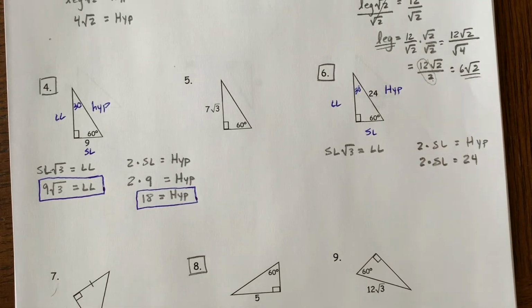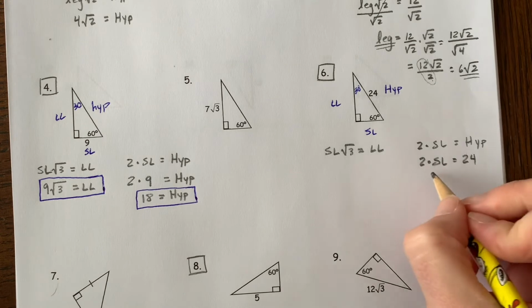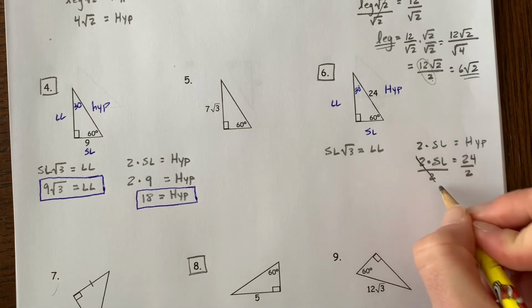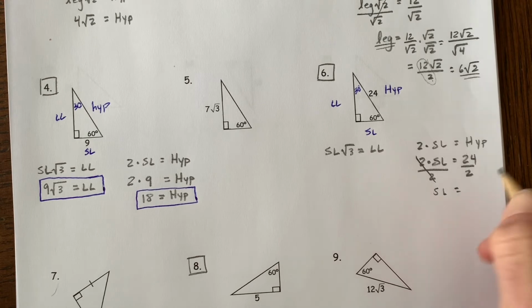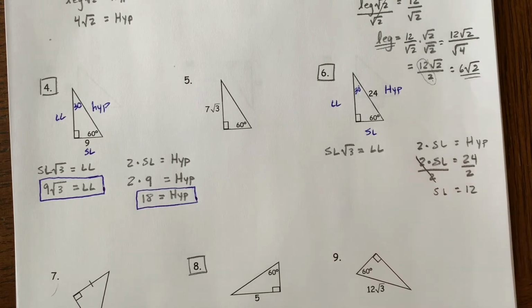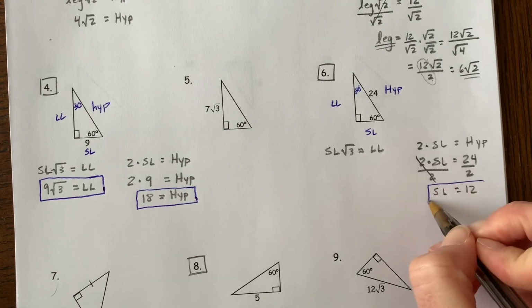I'm going to solve for the short leg by dividing both sides by 2. So on the left side, I have the short leg equal to, on the right side, I take 24 divided by 2, and that is 12. So the length of my short leg is 12.